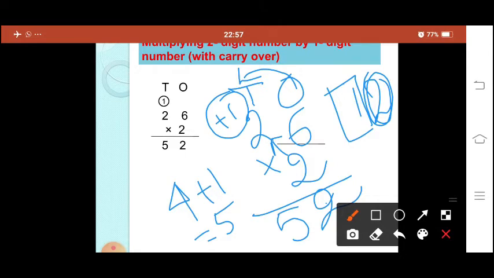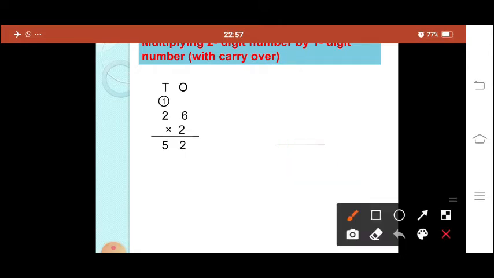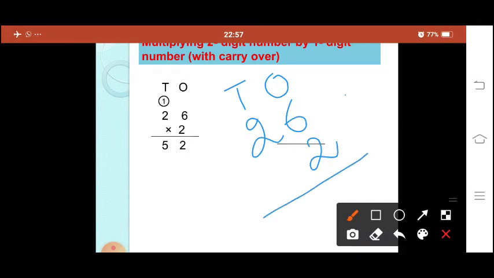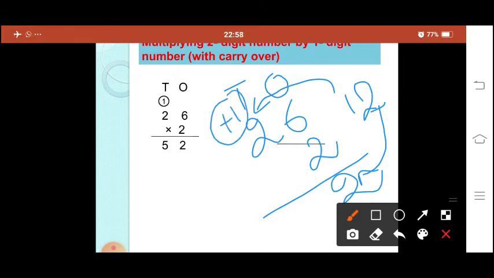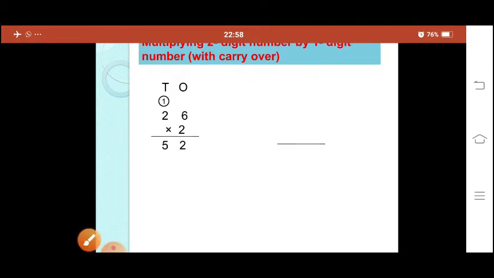Let's do this again. Tens, ones. 26 multiplied by 2. 2 sixes are 12. So the 2 will come here and the 1 will come here as a carryover. Now 2 twos are 4, and this 4 will be added with the carryover number. So 2 twos are 4 plus 1, 5. Understood? Okay, let's see another example.